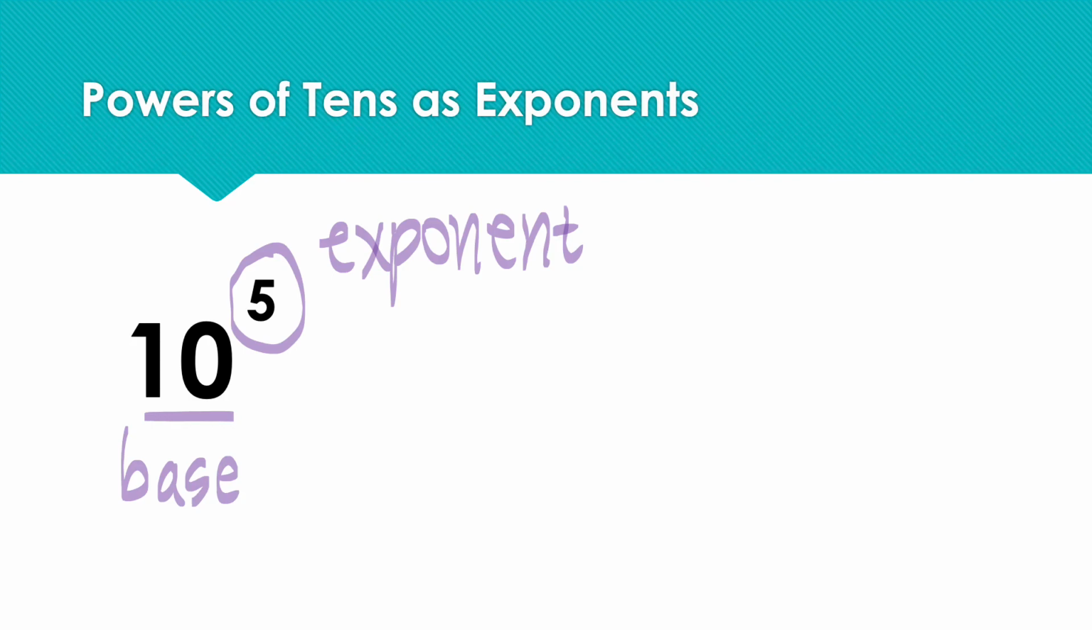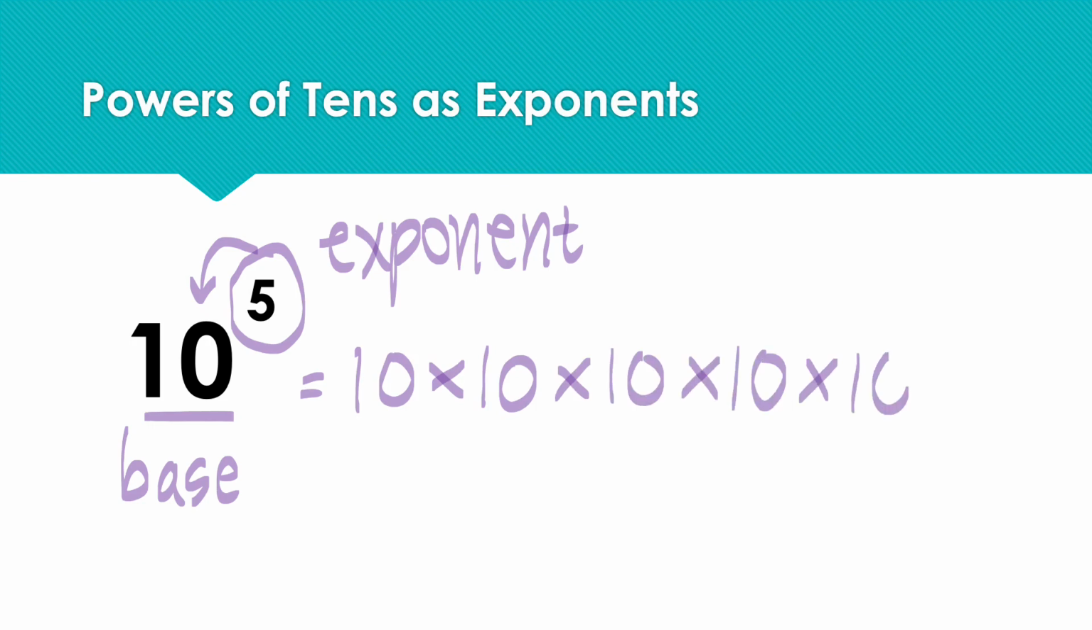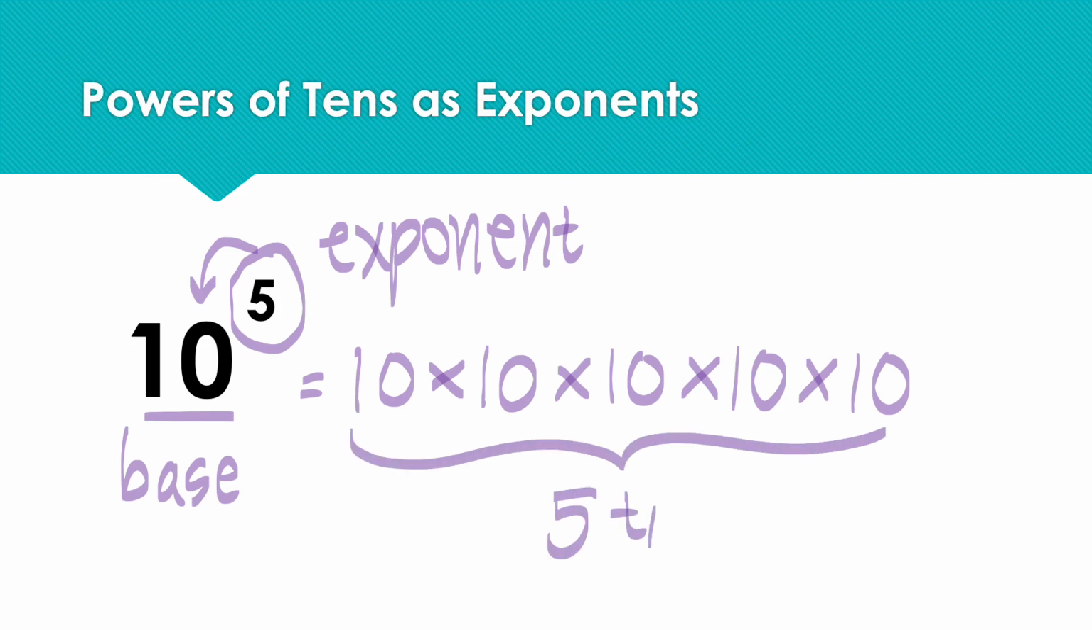I want you to notice something. This exponent 5 tells me that I need to multiply this base 5 times by itself. I'm going to multiply 10 times 10 times 10 5 times. So 10 times 10 times 10 times 10 times 10. The exponent told me that I'm going to do this 5 times. Do not get tricked, it is not 10 times 5. It is this way.